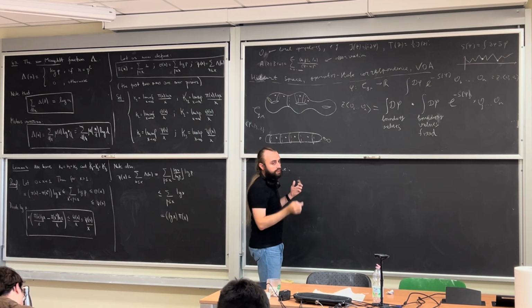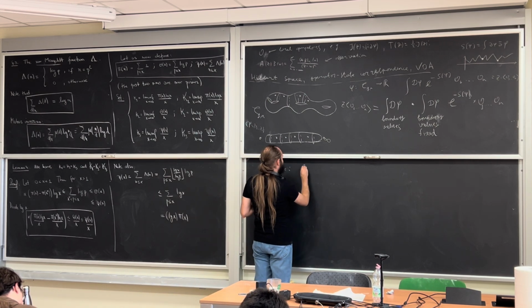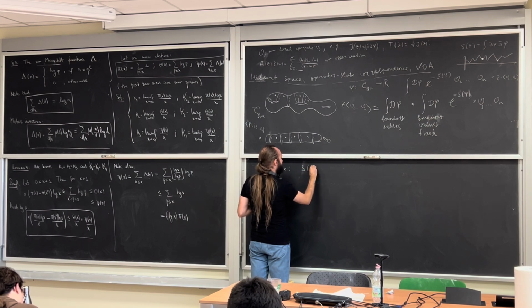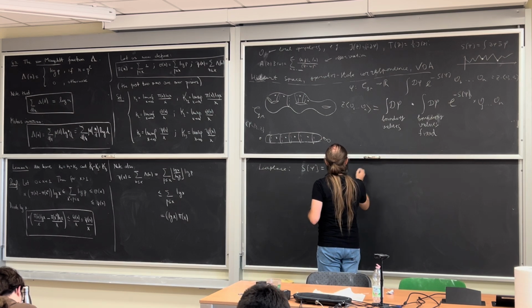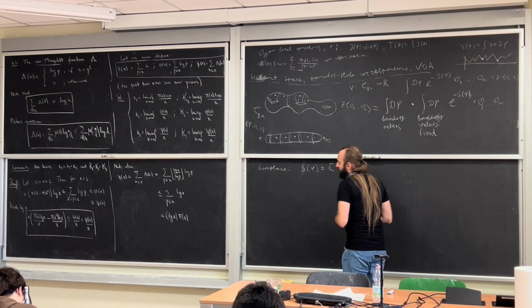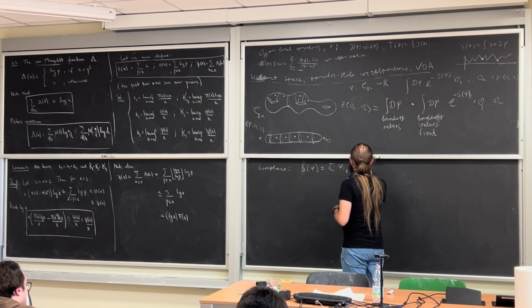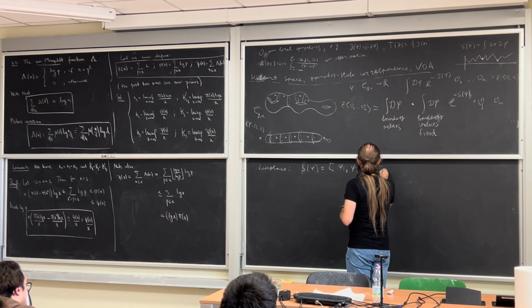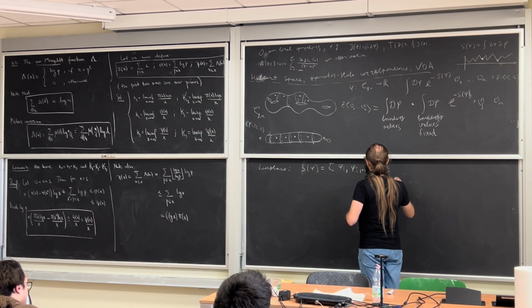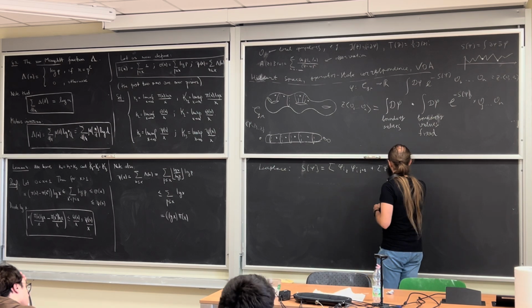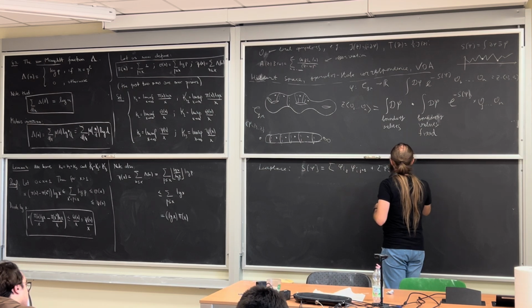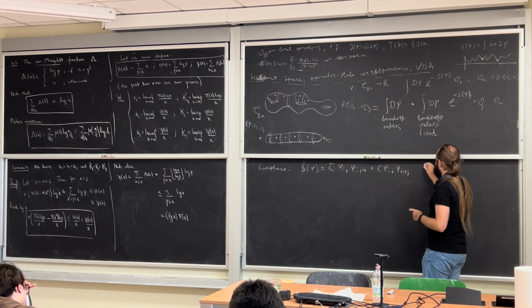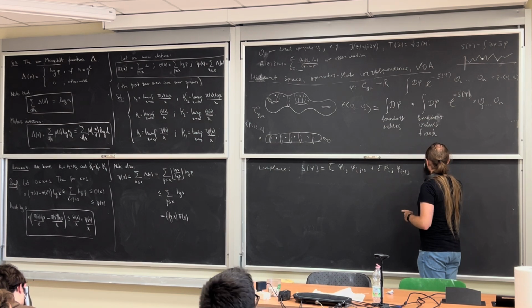So the discretized form of the action looks like S of phi equal to the sum of phi_{i,j} phi_{i,j+1} plus the sum of phi_{i,j} phi_{i+1,j}. So there are only links in the action.